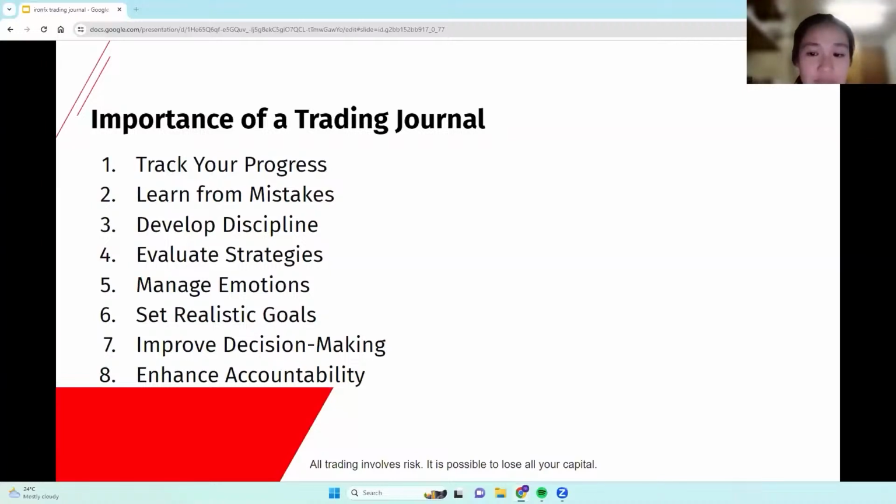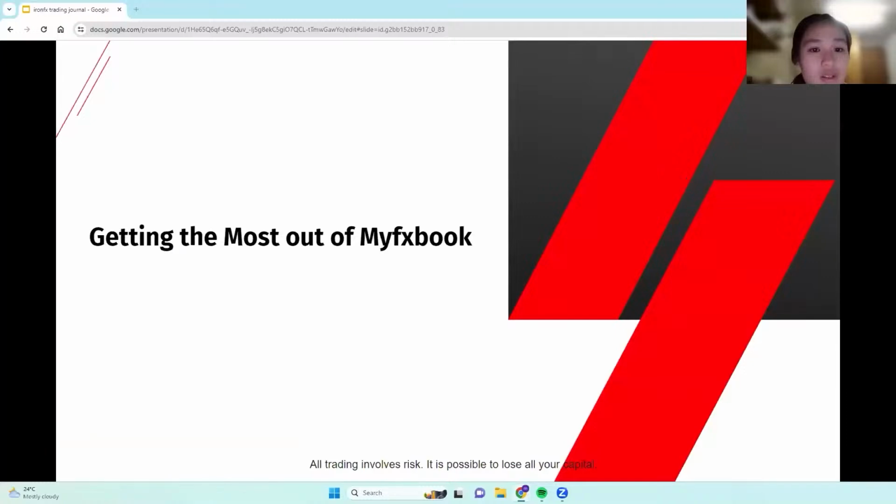Enhance accountability. So when you're keeping a trading journal, it encourages transparency and honesty with yourself about your performance, fostering a culture of responsibility in your trading approach. Okay, so let's look at My FX book. So My FX book is a powerful tool for tracking, analyzing, and sharing your trading results. So from setting up your account to utilizing advanced features, we'll talk a bit about how to leverage My FX book to its fullest potential.